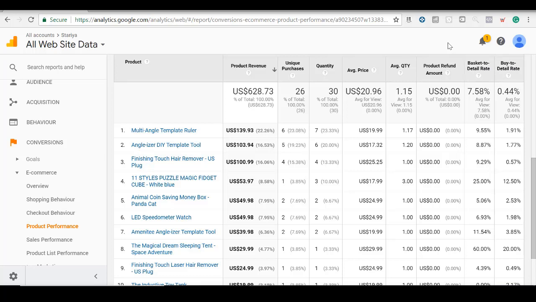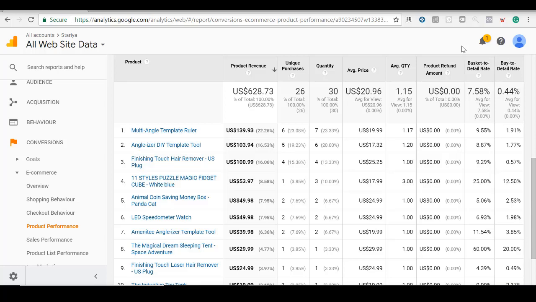Obviously we all regard purchase as what we want, but sometimes you might not have enough purchases to be able to use that data. The basket to detail rate is closely related to purchase, and obviously you're going to have a lot more add to baskets than purchases, so you can possibly just use that data.